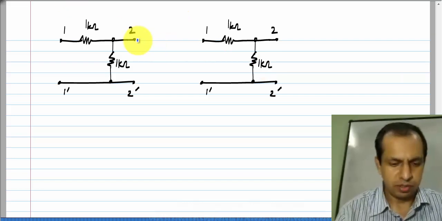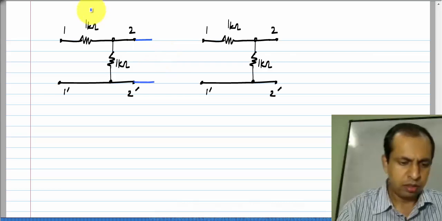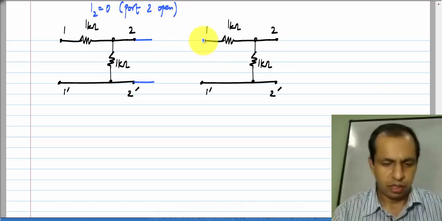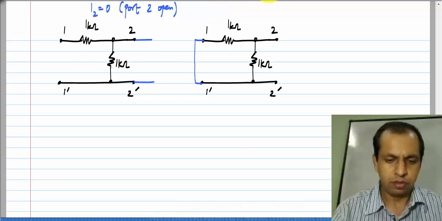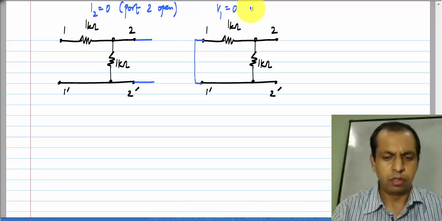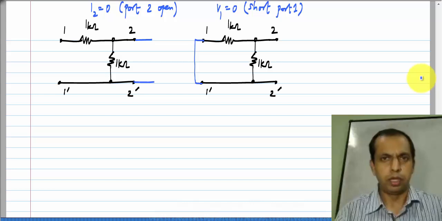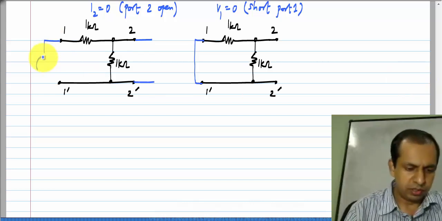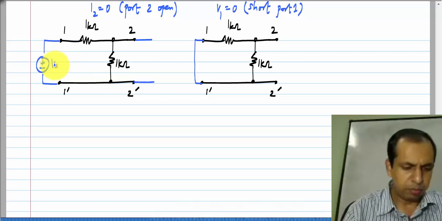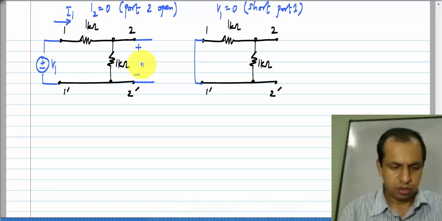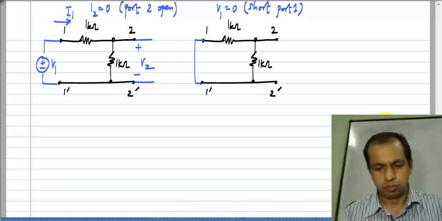So, in one case I open circuit port 2, and in the other case I short circuit port 1. Okay. And in the first case I apply a voltage V1 and measure I1 and also V2.